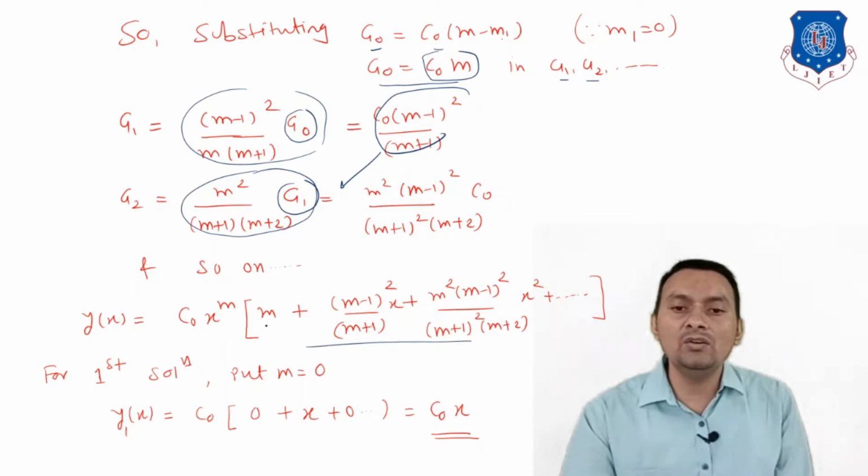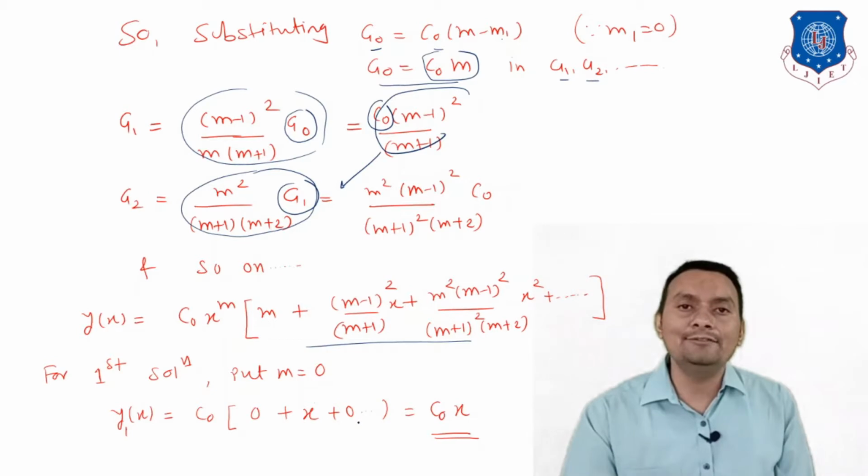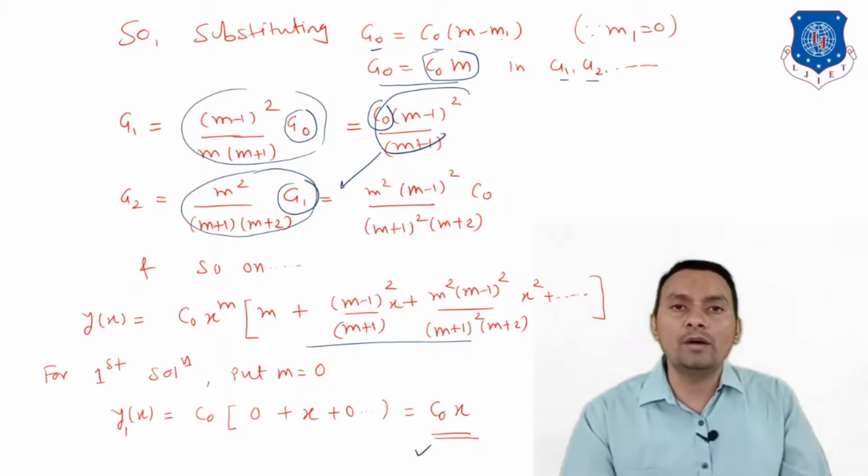This is our a0, then we have a1, then a2, a3 and so on, but we can observe that all the terms are containing c0, so that's why we have taken that common c0 over here. Now if we put m equal to 0 for the first solution, what will I get? If I put m equal to 0, I will get x only. Then after that each and every term will have m, and therefore m equal to 0 in the numerator, and therefore it will be 0. So we will get y1 is equal to c0 x.